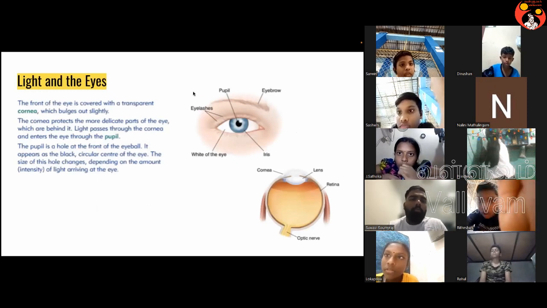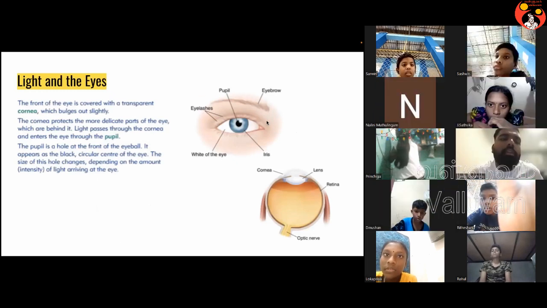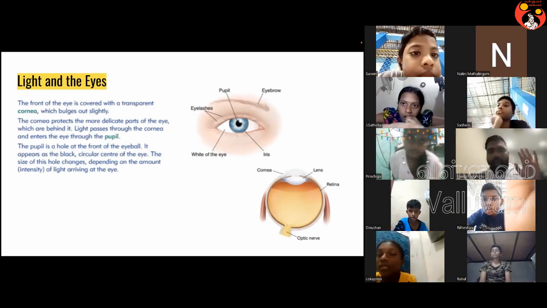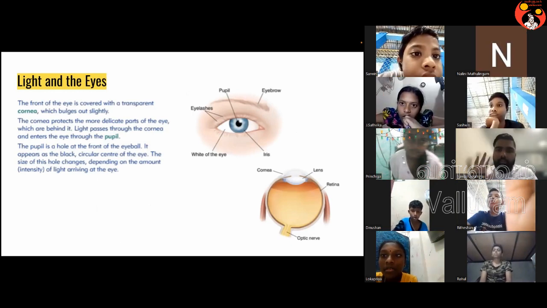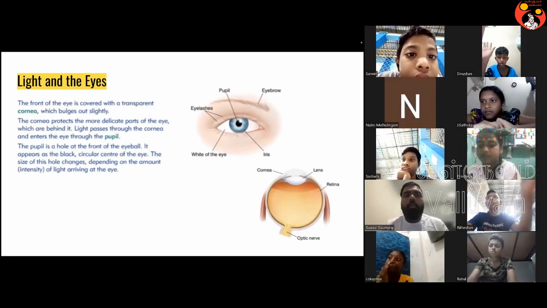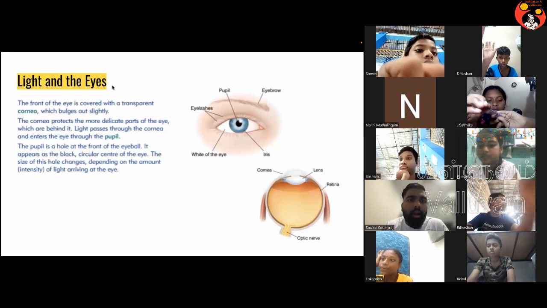Now, we're going to move into, and this part has a little bit of content, guys, so I'm going to start talking through it. Put your hand up on Zoom if you need me to stop and explain any of the sections, because there's a fair bit to it. We're going to talk about light and the eyes.